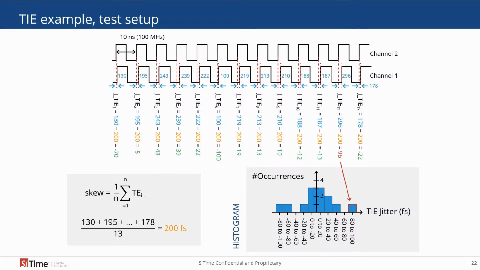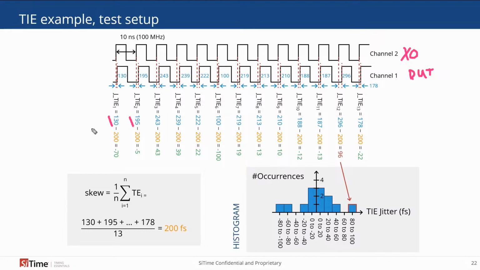So I've shown some example waveforms here with 13 periods, where channel 2 is our reference oscillator, and channel 1 is actually our device under test. And so since we need a reference in our TIE definition, we have that as the XO in channel 2. So we can calculate the difference between rising edges here, and we call that difference the blue value of 130 in the first rising edge and 195 in the second rising edge, and so on.